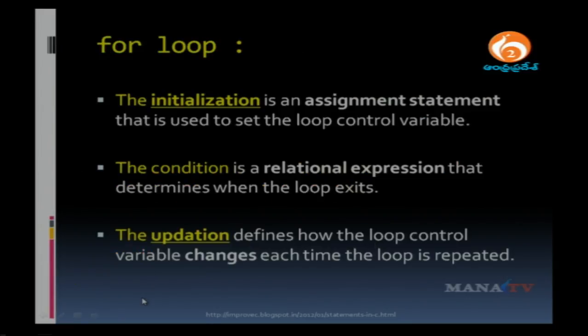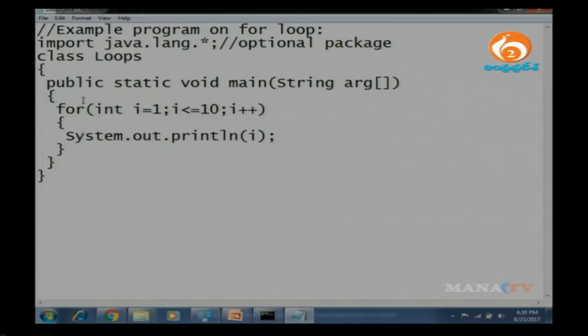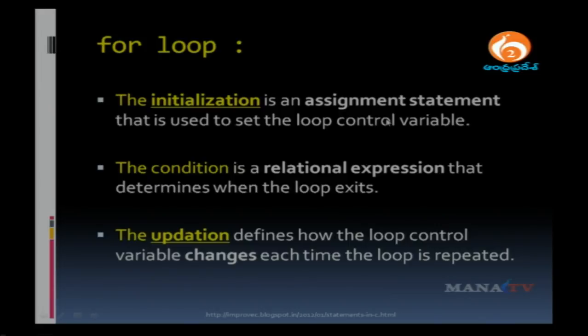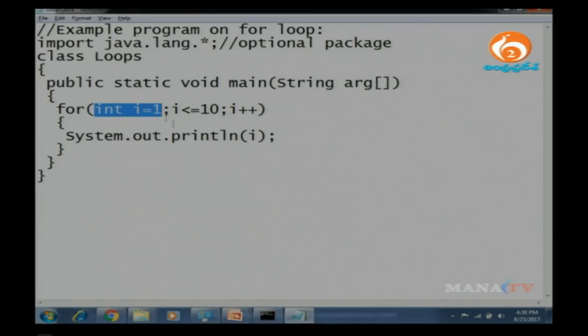So, first we see the components of the for loop. First, initialization. It is an assignment statement that is used to set the loop control variable. Initialization means, if you see, this is nothing but an initialization. It is an assignment statement that is used to set the loop control variable.